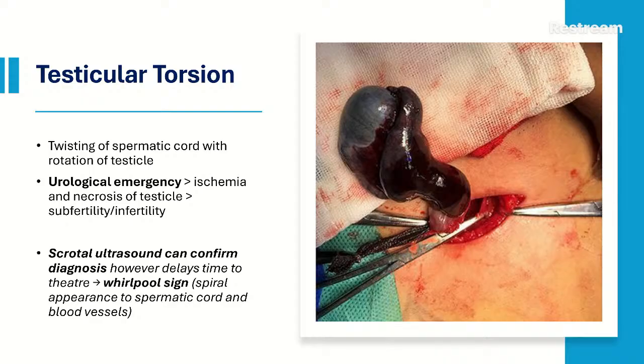A scrotal ultrasound can confirm the diagnosis, but it can lead to delays in theatre time. Classically, you might see a whirlpool sign, so the spiral appearance of the spermatic cord and blood vessels. Usually in A&E we don't end up doing any ultrasounds because it just delays time to theatre. So if it's clinically thought that this patient might have a testicular torsion, they're taken straight to CEPOD theatres for emergency testicular exploration.